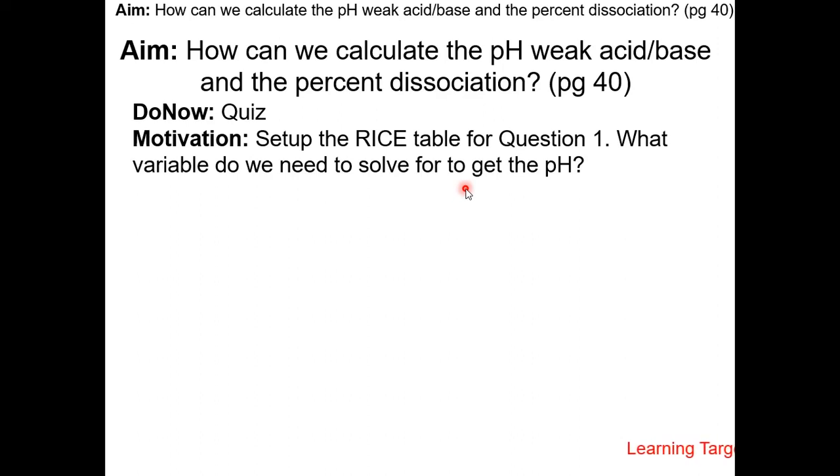This is my 9th video lesson for Unit 13. In this lesson, we'll be calculating the pH of a weak acid or weak base and the percent dissociation. Go to page 40 in the class packet.